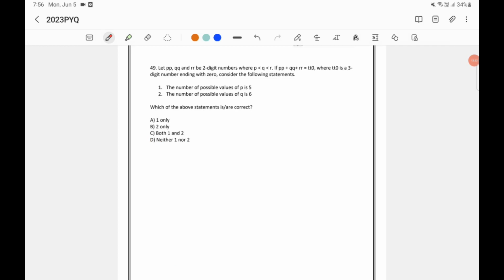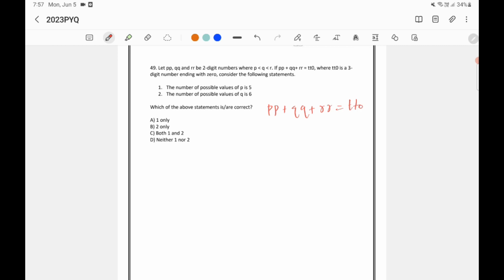Let PP, QQ and RR be 2-digit numbers where P less than Q less than R. If PP plus QQ plus RR is equal to TT0 and is a 3-digit number ending with 0, consider the following statement. Now here one thing that you need to understand is that here given is PP plus QQ plus RR is equal to TT0. So it is similar to what we have done before actually.